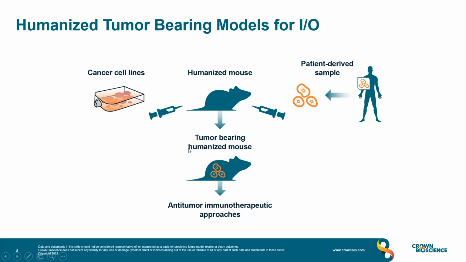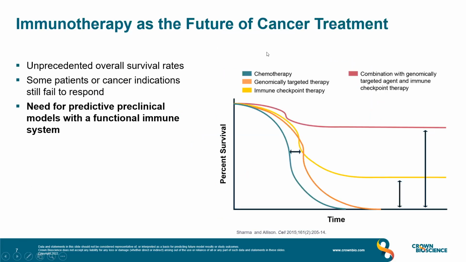So the platform of the humanized mouse is particularly appealing because you can actually engraft either cancer cell lines or patient-derived samples. And especially the advent of the PDX models is very powerful in combining that with the humanized mouse platform. So these either cancer cell lines or PDXs will engraft in these humanized mice because these mice are immune deficient. And this combination of engraftment in a humanized mouse allows you to then evaluate anti-tumor immunotherapeutic approaches. And I don't need to explain that these IO drugs have really revolutionized cancer therapy.